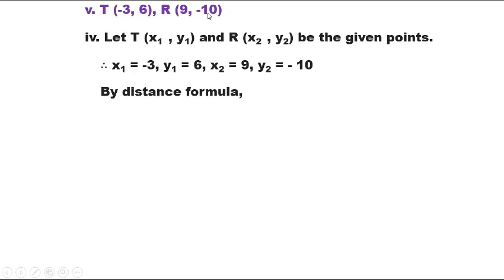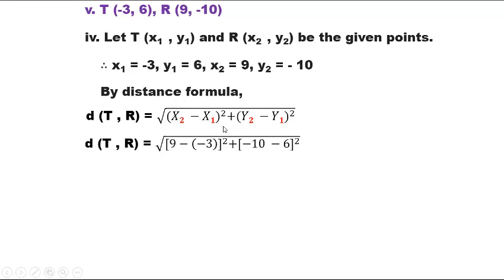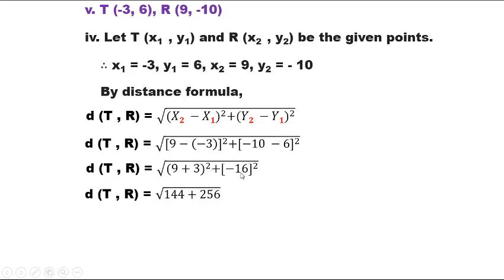By applying the distance formula, we get distance between T and R is equal to under root of (x2 minus x1) whole square plus (y2 minus y1) whole square. Distance between T and R is equal to under root of (9 minus minus 3) square plus (minus 10 minus 6) whole square, which is equal to under root of (9 plus 3) square plus (minus 16) square.